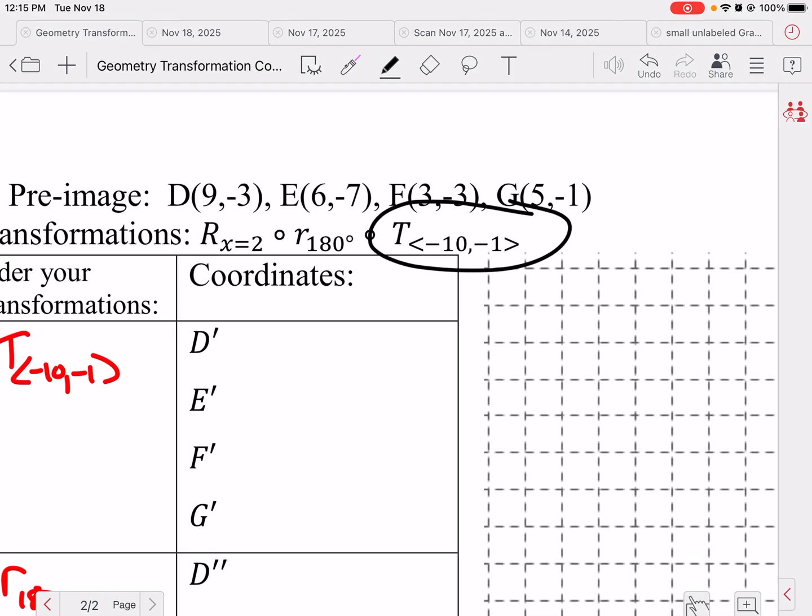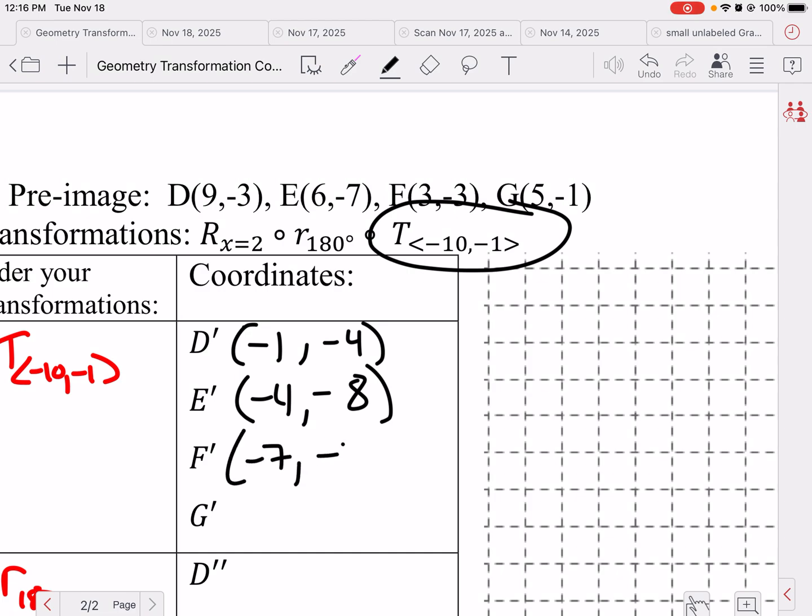So if I have the point 9, -3, I'm going to subtract 10, which is going to be -1, comma, and then -3 minus 1, which would be -4. Okay, and then 6 minus 10 would be -4. And then -7 minus 1 would be -8. 3 minus 10 is going to be -7. -3 minus 1 is -4. And 5 minus 10 is -5. And -1 minus 1 is -2.